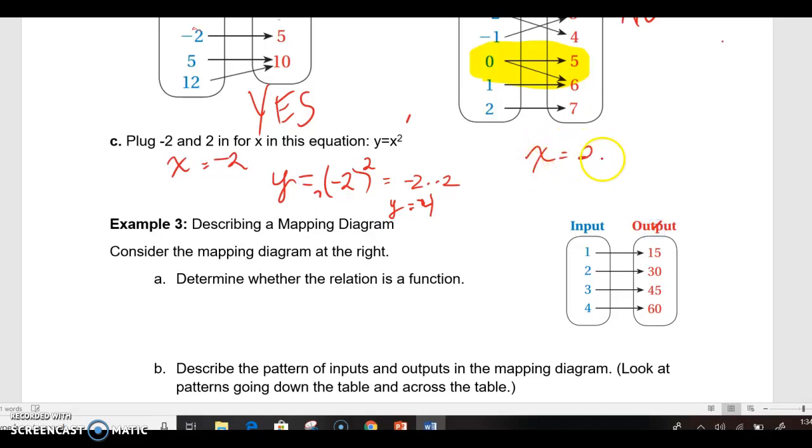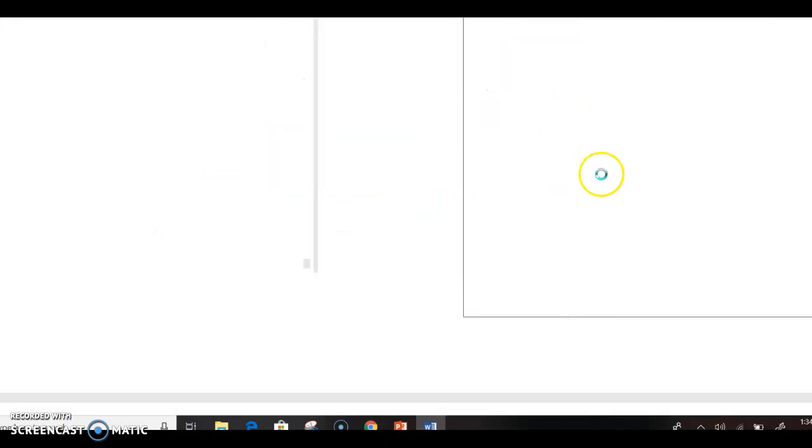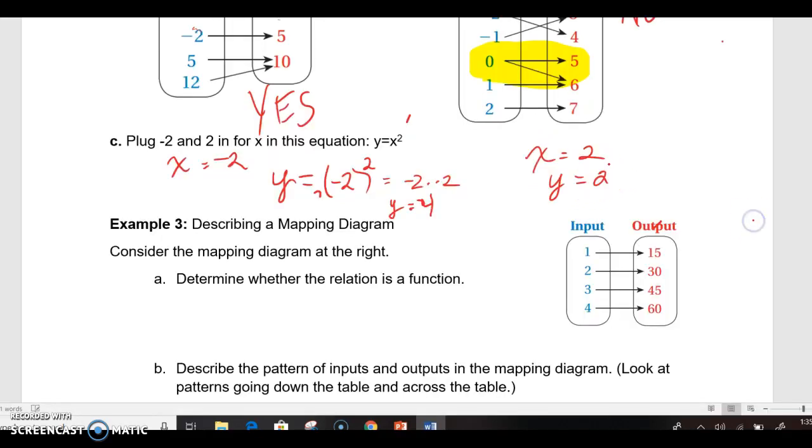When x is +2, when you plug that into the function, y is equal to 2 squared, and 2 squared is also 4. The point of this is to make sure you recognize that whether you're squaring a -2 or a +2, both of those are going to give you a +4. So just be careful when you're doing those evaluation problems.